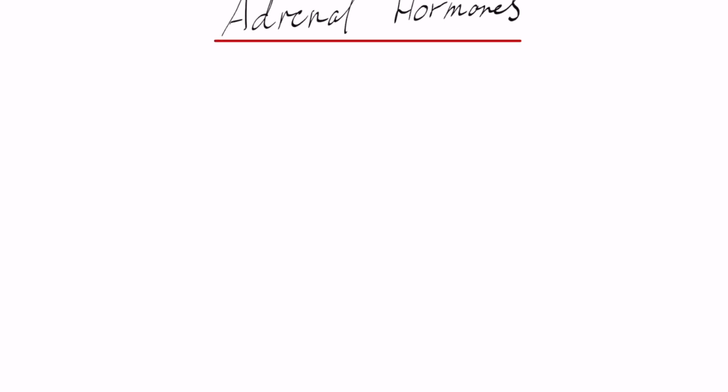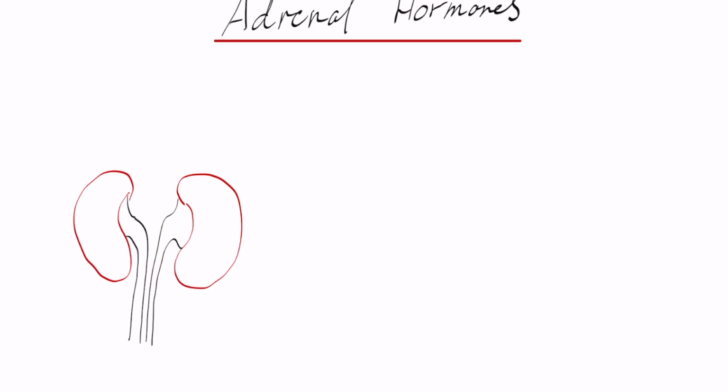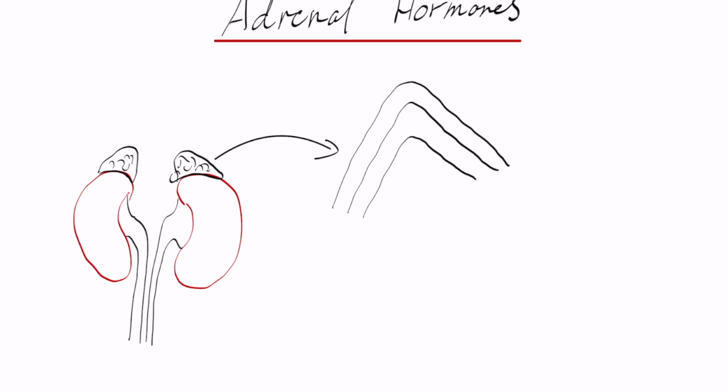Today we're going to talk about adrenal hormones and just do an overview of where they come from in the adrenals and what triggers them and a little bit about them. So to begin with, the adrenal glands are located above the kidneys, and they're these pyramid-shaped organs with 3 layers in the cortex and a central medulla.